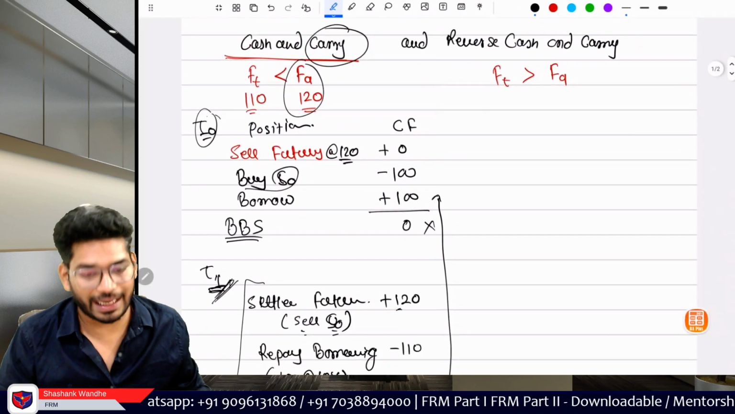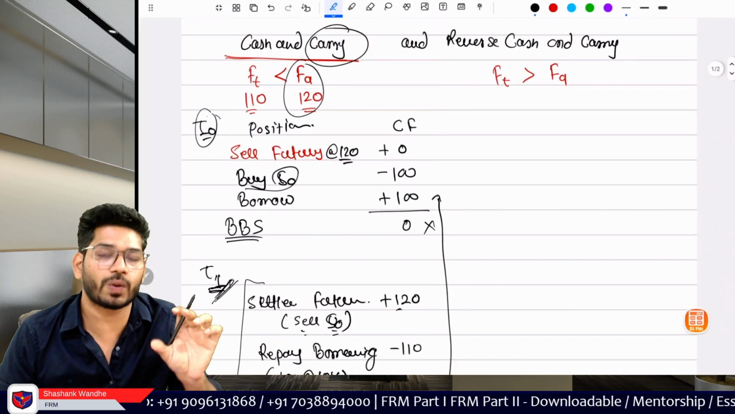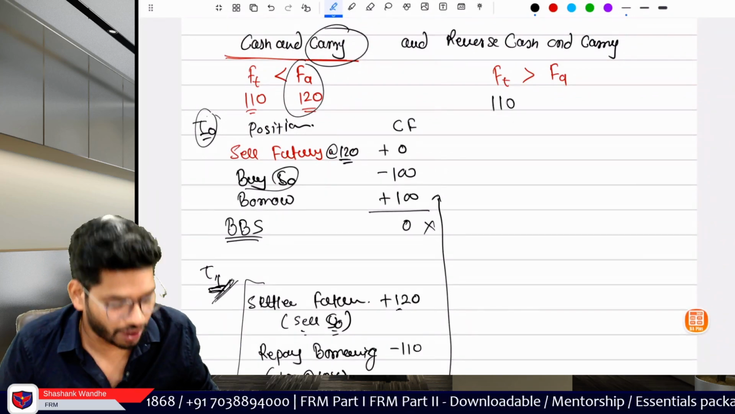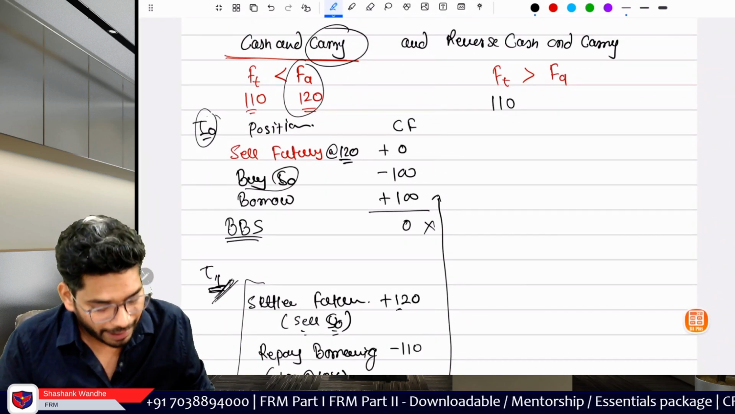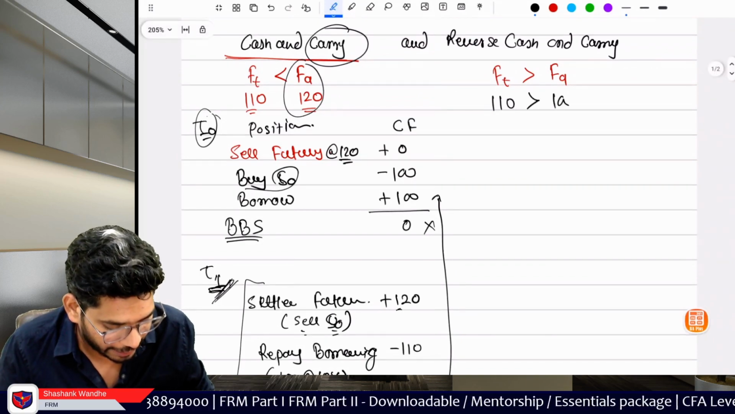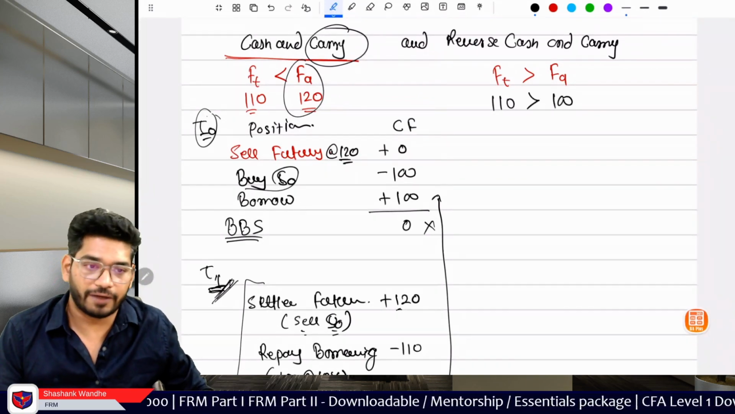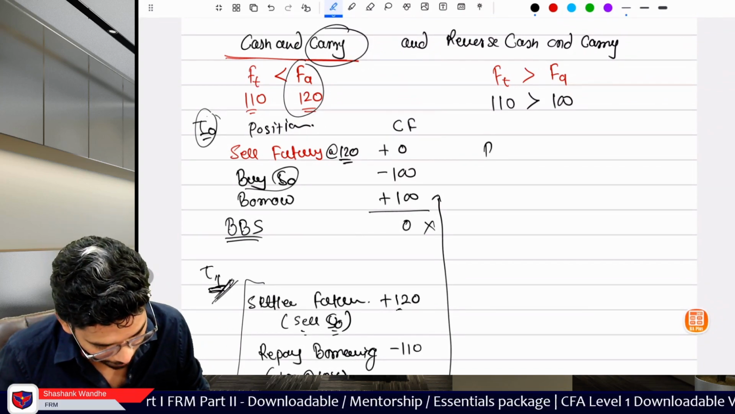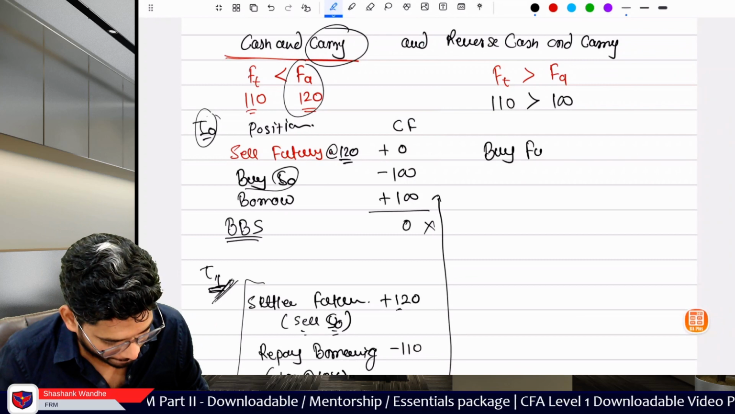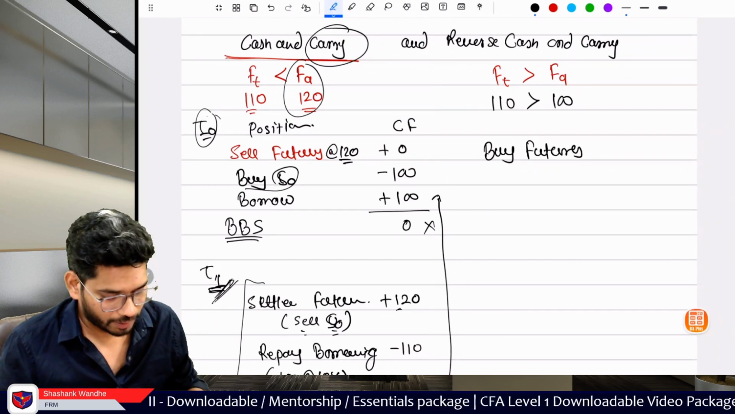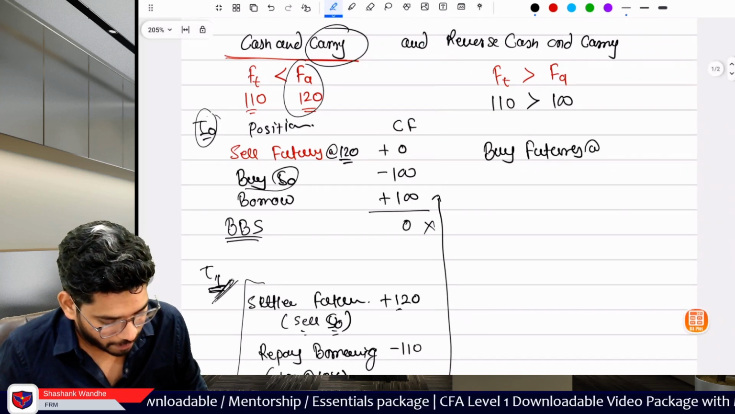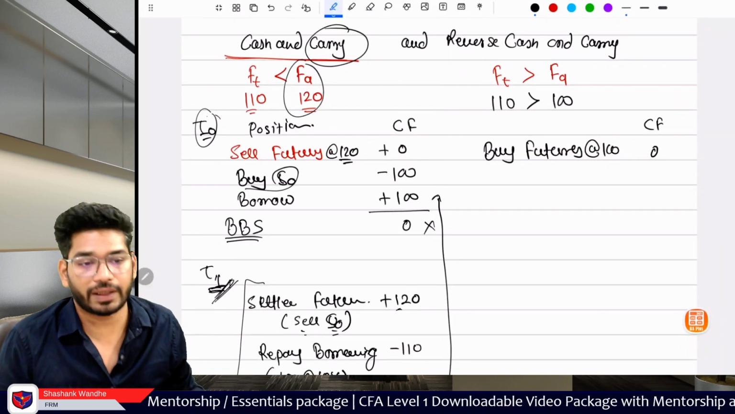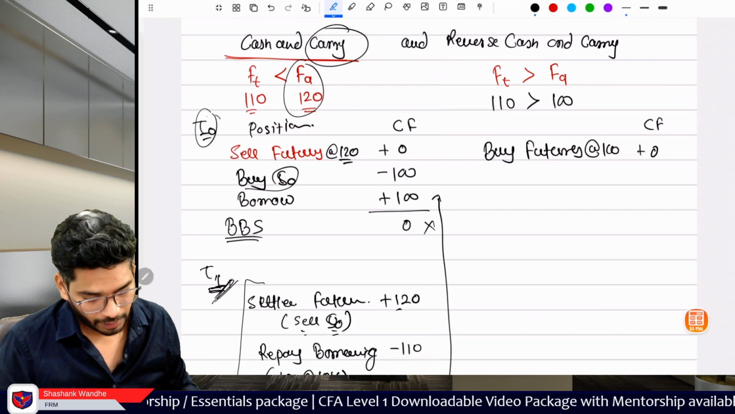Now next is the reverse cash and carry arbitrage. Here the situation is reversed. The theoretical price is 110, but the actual price is 100. So it is trading cheap. If it's trading cheap, then obviously you will buy futures, and at what price? 100. Your cash flow is 0. Remember, there is no cash flow.